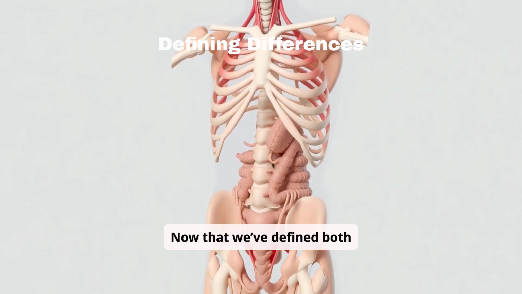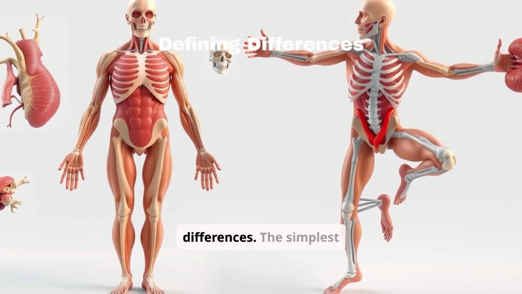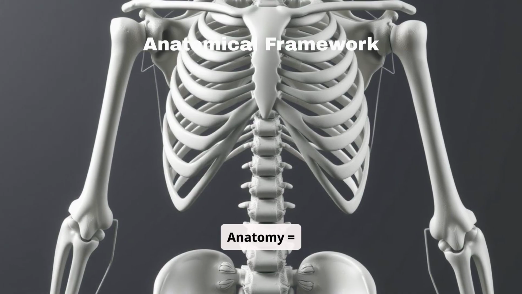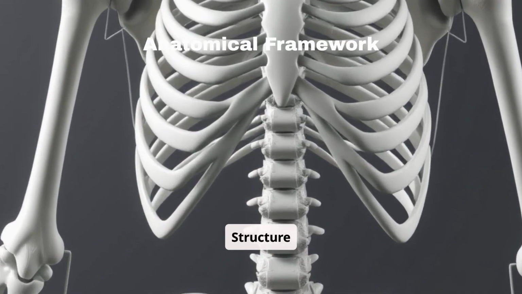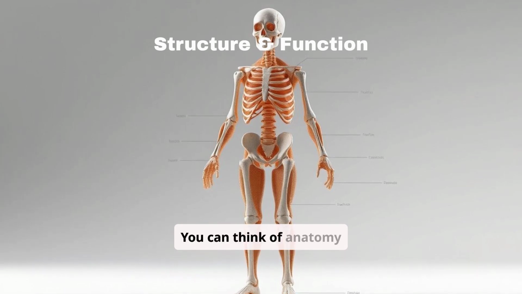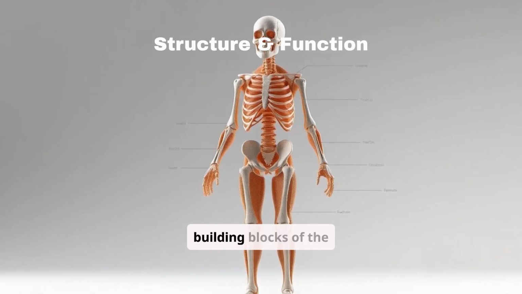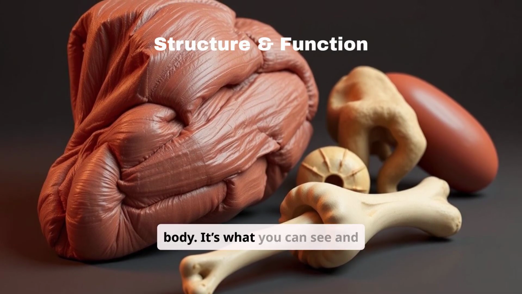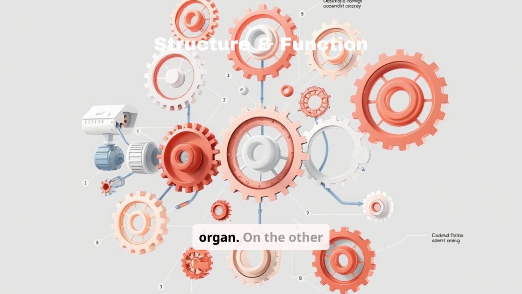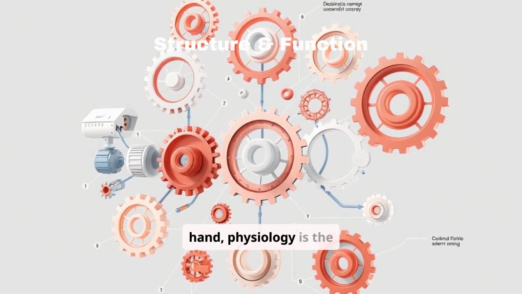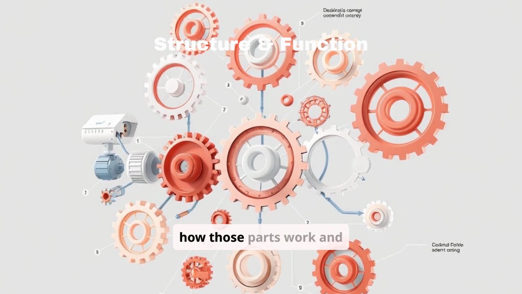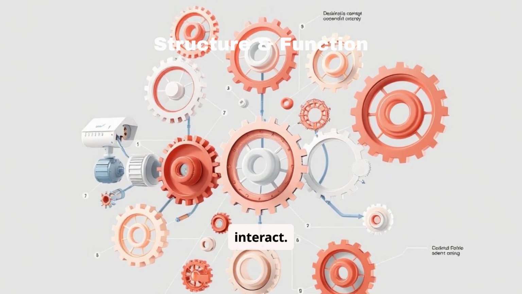Now that we've defined both terms, let's focus on their differences. The simplest way to separate them is anatomy equals structure, physiology equals function. You can think of anatomy as the blueprint or building blocks of the body. It's what you can see and touch, a muscle, a bone, or an organ. On the other hand, physiology is the operations manual of the body. It explains how those parts work and interact.